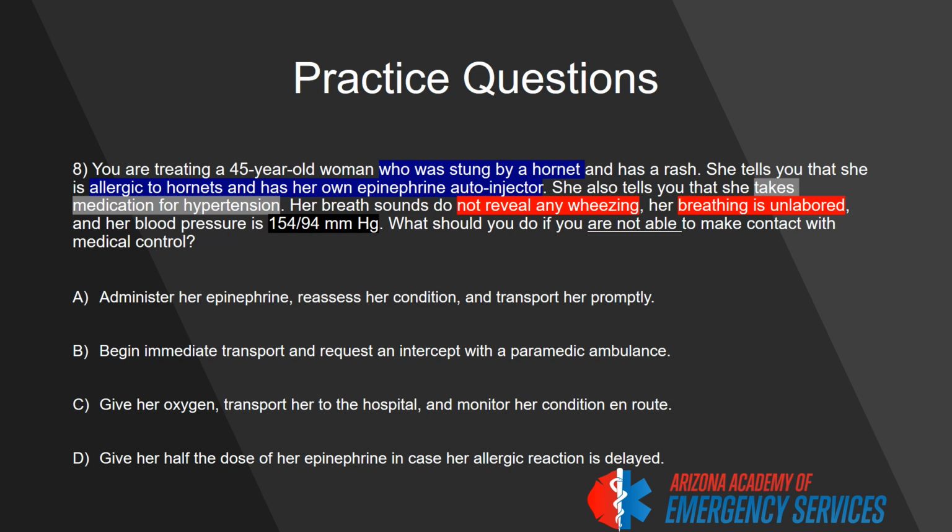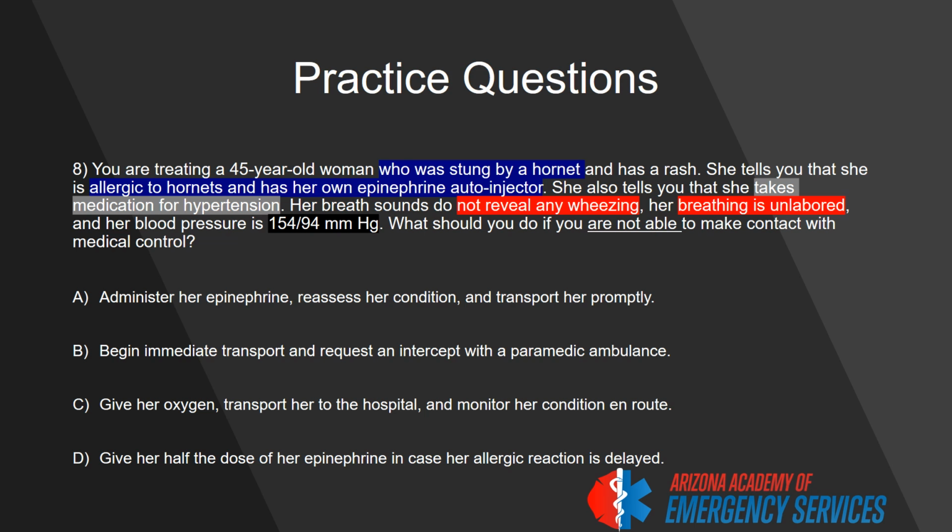So at this point, we know that she has a history of severe allergic reactions to hornets, and that she is prescribed an epinephrine auto-injector that we can use if it gets to the point that we determine that she is in fact in anaphylaxis. Remember, the only indication for the use of epinephrine via the auto-injector as an EMT is the presence of anaphylaxis.